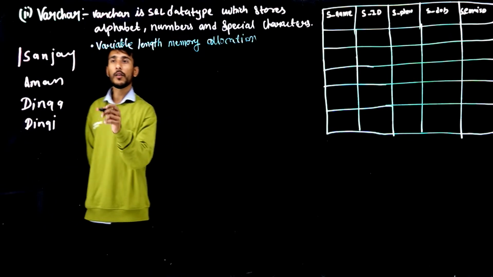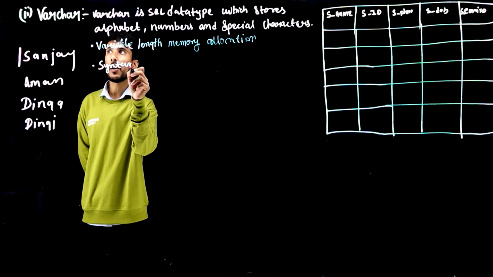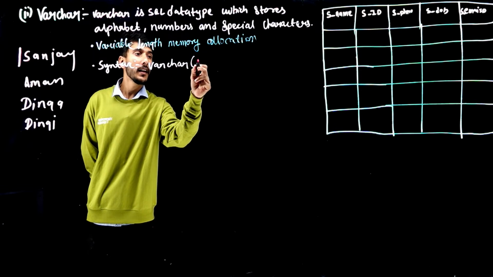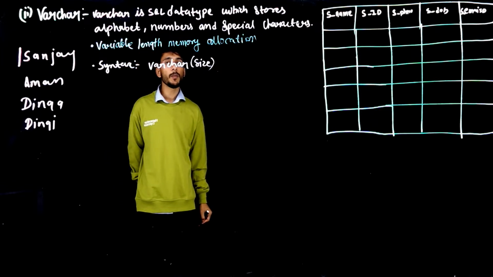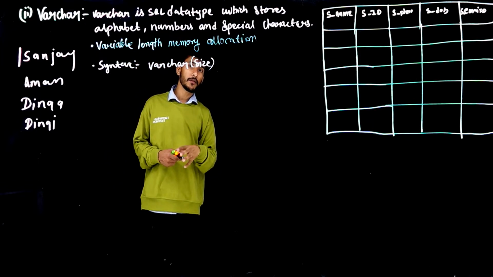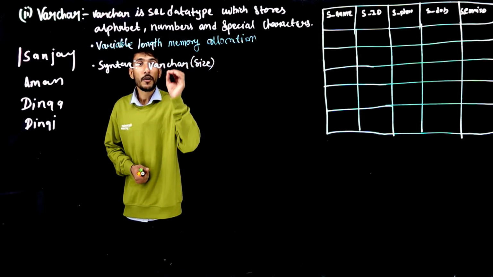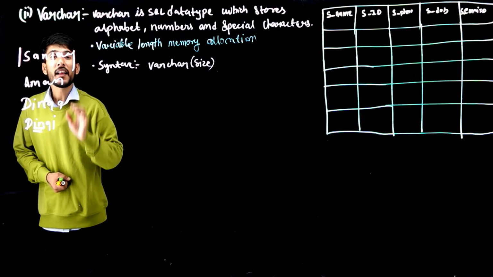Now, sir, what is the syntax for this? The syntax of varchar is varchar and size. Now again, sir, why am I mentioning size? Whatever size we mention is the maximum size, or the random size you will be giving. But this will only take the size according to my variable.